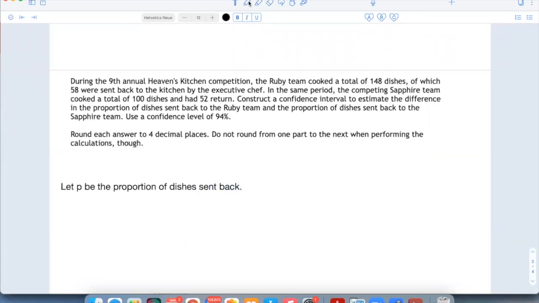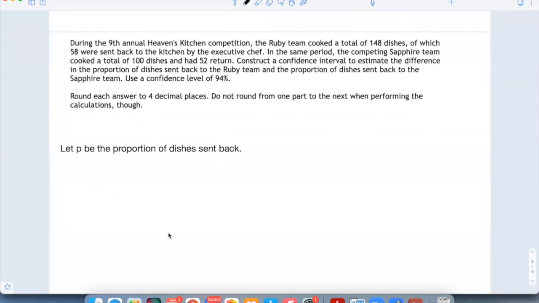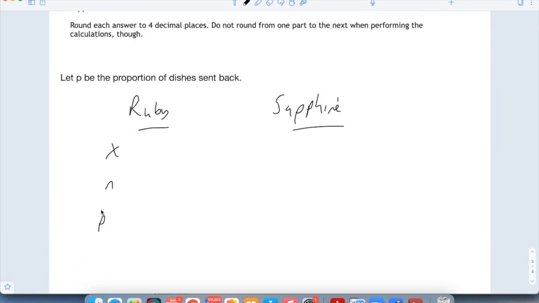Okay, then we got our two groups. So we've got Ruby versus Sapphire. Each group is going to come with their own X, N, and P hat. And ideally, notice I have not written 1, 2 yet. Ideally, what you would do is wait until you have all your numbers and then choose whoever has the higher P hat to be group one.